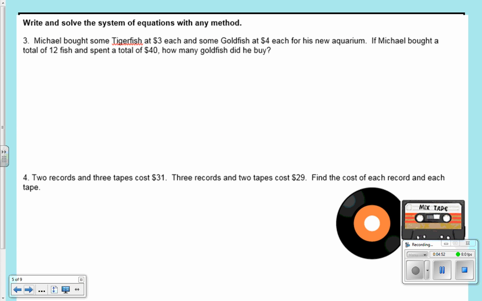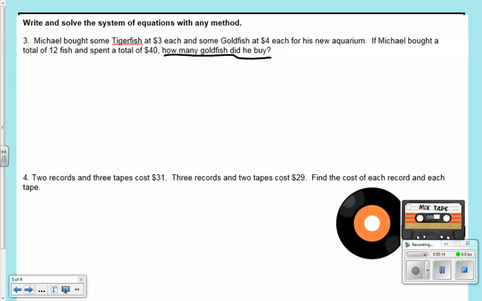Number 3, what we start at this point, the whole rest of the notes page here, is word problems. And we've worked with word problems as far as writing the equations. We just haven't solved them, because when we wrote them, we didn't really know how to solve yet. So Michael bought some tigerfish at $3 each and some goldfish at $4 each for his new aquarium. If Michael bought a total of 12 fish and spent a total of $40, how many goldfish did he buy?